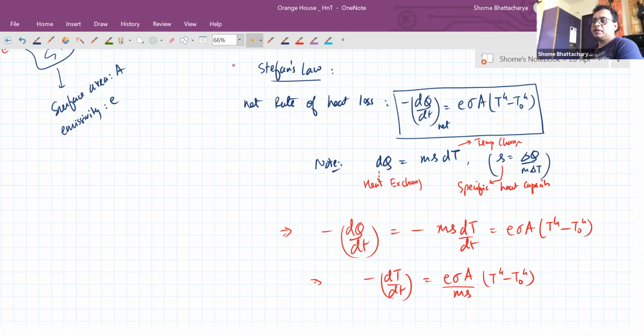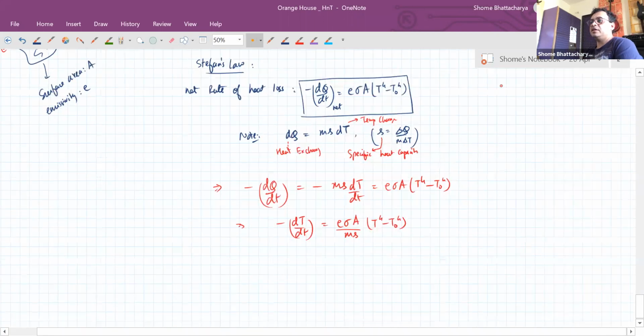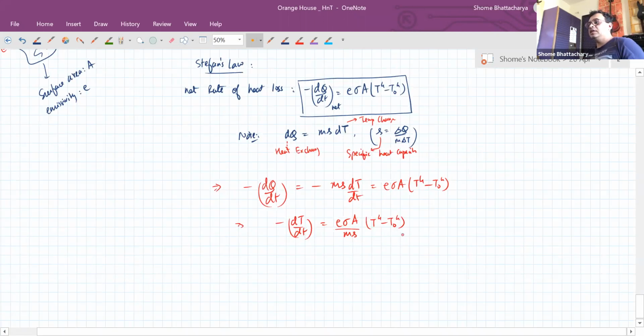So how does this agree with Newton's law of cooling? We'll see in the next step that Newton's law of cooling is for the specific condition that T minus T naught should not be large compared to T naught. It should be very small compared to T naught. So we'll now apply that condition. If T is equal to T naught plus delta T, such that delta T is small compared to T naught, this is a condition of Newton's law.